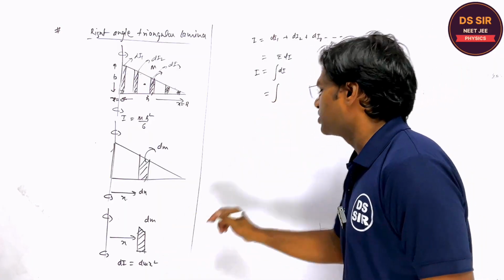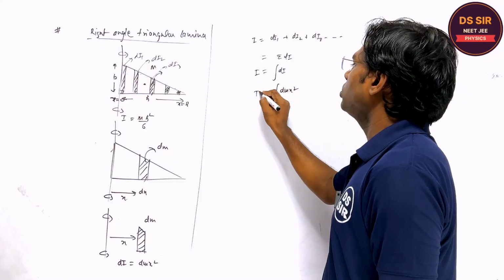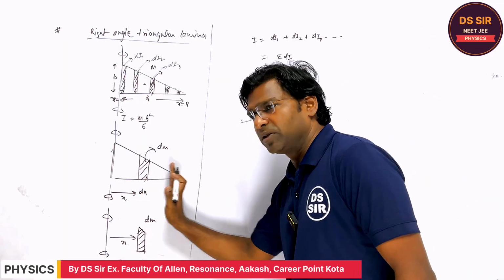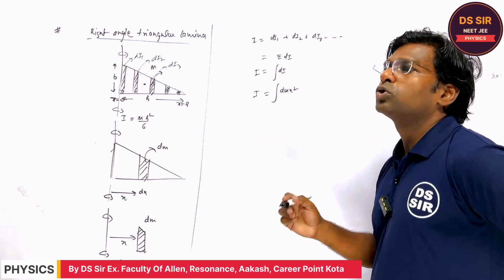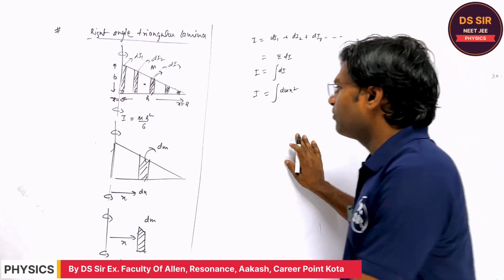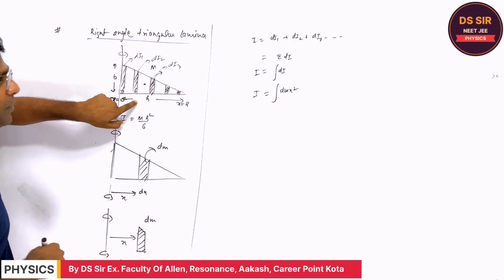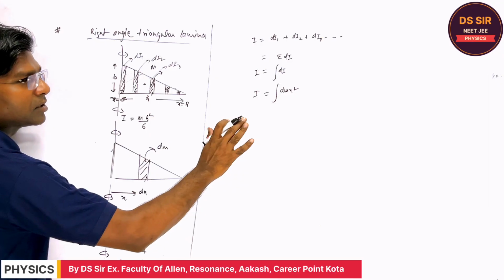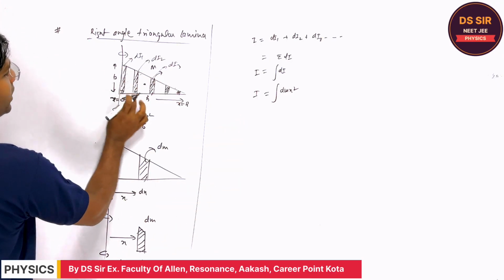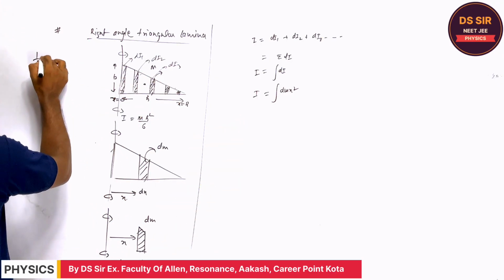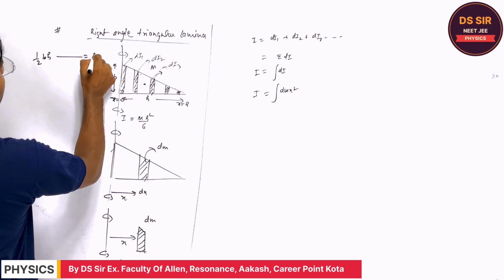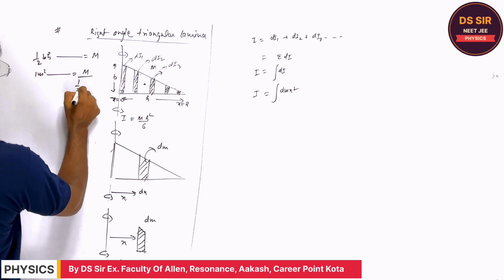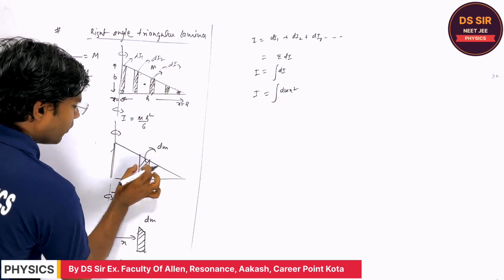And what is the moment of inertia? It is dm into x square. Now the problem is again, in the integration there are two variables. This is the x which is varying, this is the dm also varying. So what you have to do, you have to write dm in terms of m, in terms of x. How to do? This mass is distributed over the area. So what is the area of this? Half b into h. The mass is m. For 1 meter square, what is the mass? Say m upon half bh.